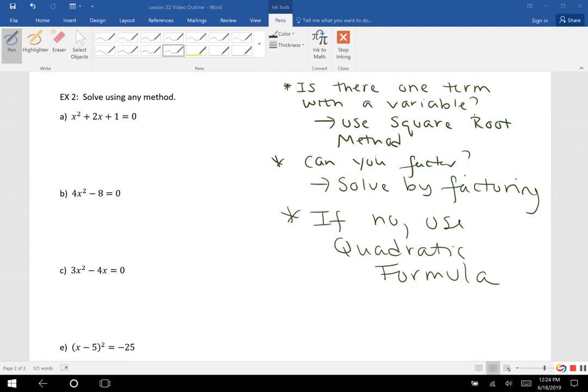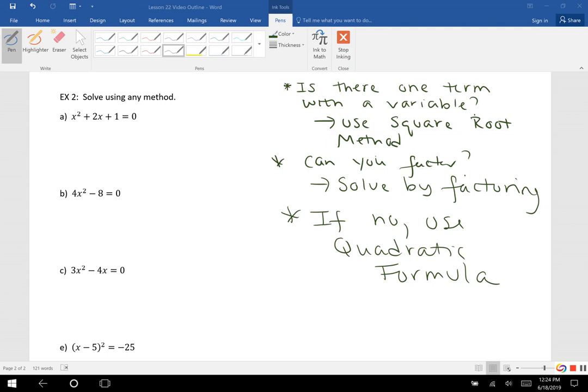So the quadratic formula is a great method because it's a formula that always works. You can plug and chug and get the correct answer. However, it's not always the fastest way to solve a quadratic. And so the next thing I want to do is talk about all the different methods we've talked about. And when do you use each method?